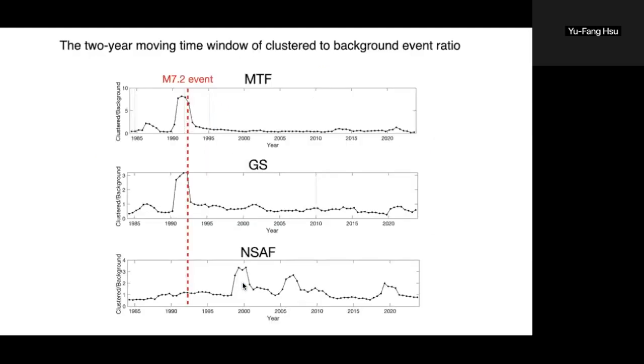And one interesting fact is that in the MTF and GS region, which are mostly oceanic plates, the cluster properties are stable with time. Most clusters are spatially confined and do not extend across different plates, except for the 1992 magnitude 7.2 event. More details are shown in the poster.